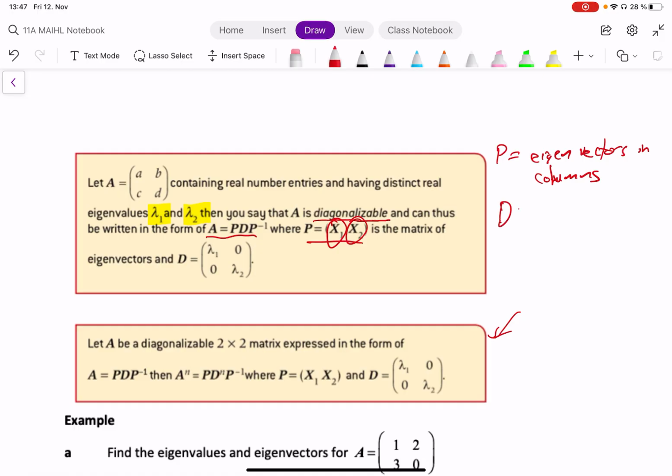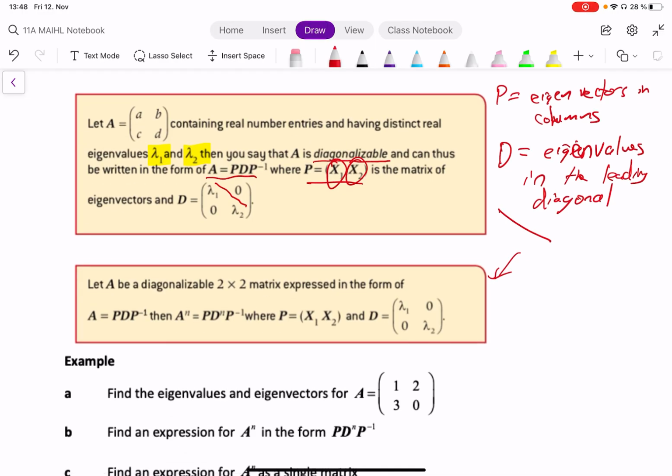And then that D is the eigenvalues in what is often called the leading diagonal, which is the one that goes from left to right, like that. We have the leading diagonal.